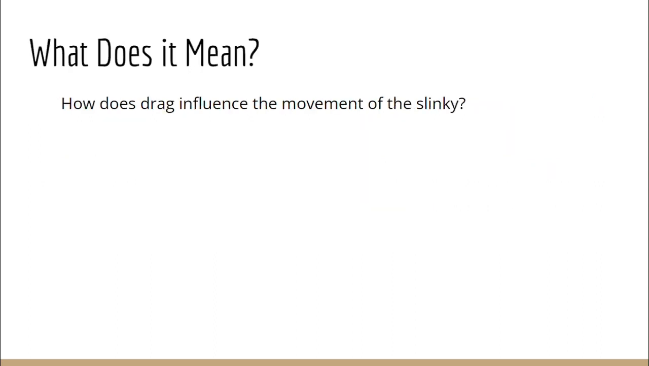So what does it all mean? How does drag influence the movement of the slinky? Well, without drag, we would see that it's in complete free fall, and as such, the movement would model that. However, with drag, which is what is present in real life, the slinky would not be accelerating completely at 9.8 meters per second squared.